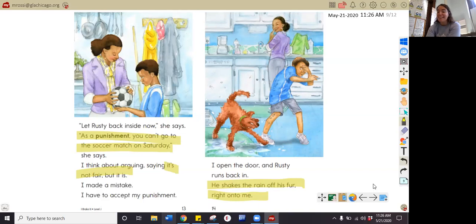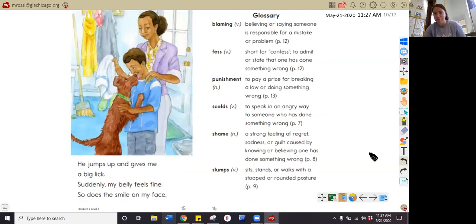In the story, I see that he shakes his water right onto the boy. So that makes me think that the dog, Rusty, is trying to pay back the boy, or he's trying to make the boy feel bad because he's upset that he got in trouble. Rusty got in trouble for no reason, so he was trying to give some payback to the boy. Nice job.